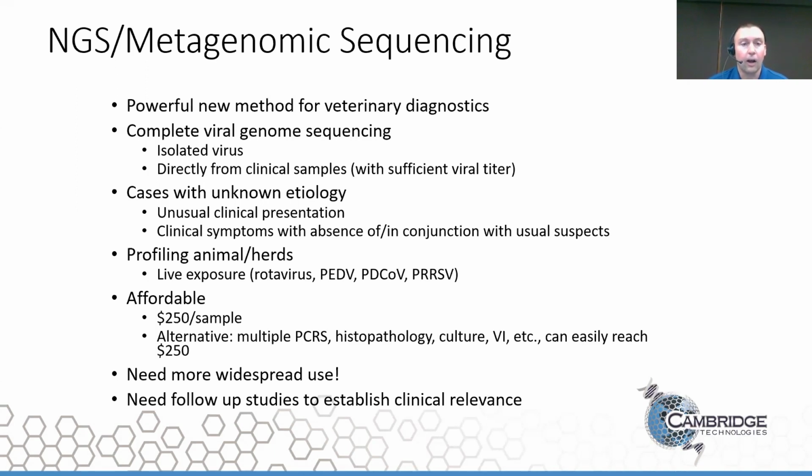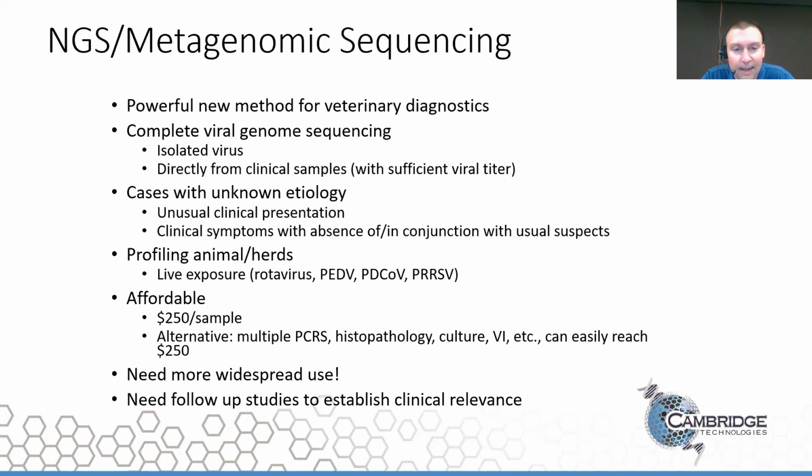And in terms of cost, $250 per sample is a little bit more expensive than traditional sequencing. However, if you think about what it replaces, namely multiple PCRs, histopath, culture, virus isolation, really that $250 is on par with all those other tests if you add them up. So my personal opinion is we need to use this method more because it's very useful.